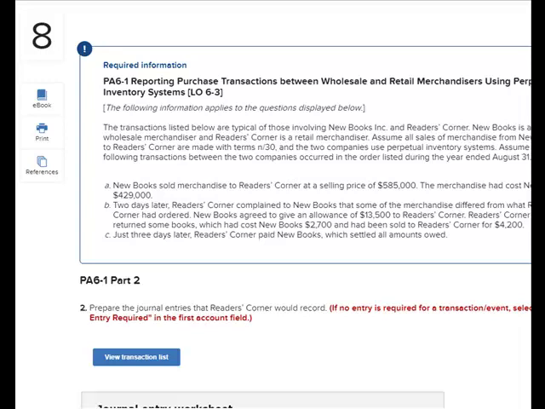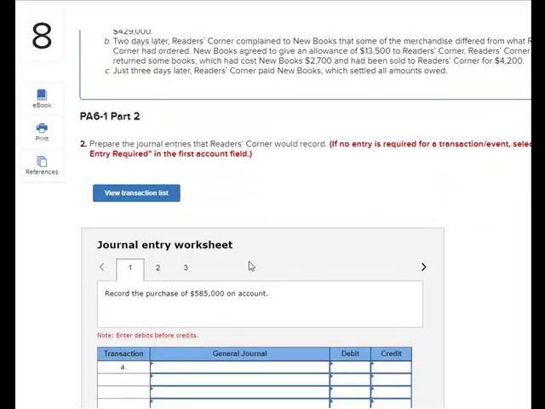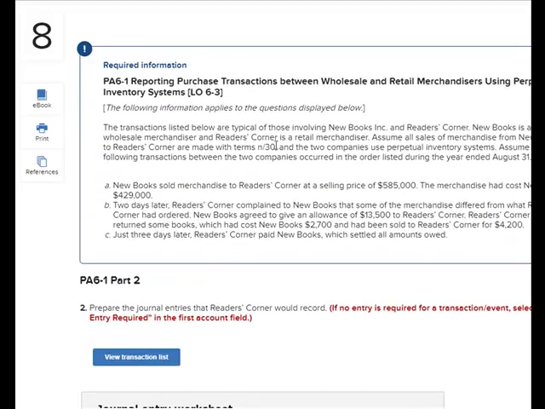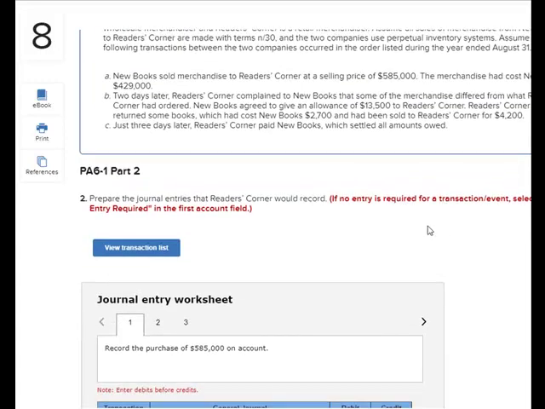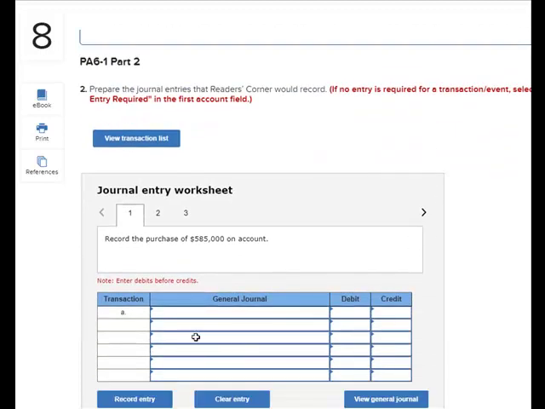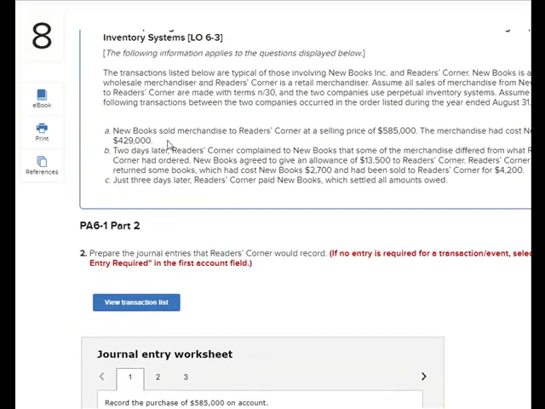On question 8, you need to be careful to record the journal entries for Reader's Corner. There are actually two companies mentioned in this problem, New Books and Reader's Corner, and we're preparing the journal entries for Reader's Corner. So for journal entry 1, you're recording the purchase of $585,000 on account. And reading this information here, we see that Reader's Corner bought some books from New Books. And so this is inventory that's being purchased on account.